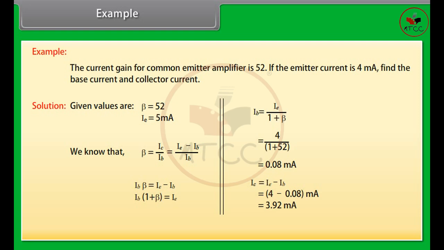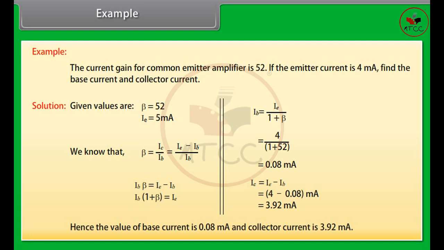Now putting the values in the expression and calculating, we get IC is equal to 3.92 milliampere. Hence the value of base current is 0.08 milliampere and collector current is 3.92 milliampere.